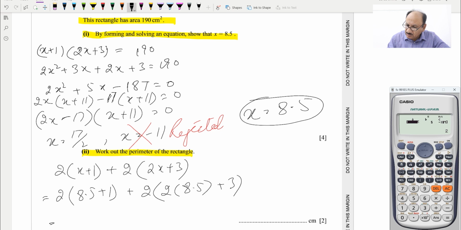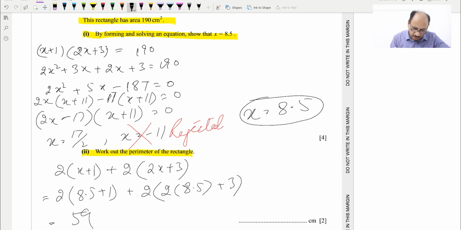This will be 2 into 8.5 plus 1, or directly you can write 9.5, plus 2 in brackets, 2 again in brackets, 8.5 bracket close, and then plus 3 bracket close, and this is equal to 59. So 59 will be the perimeter, and this is for 2 marks.